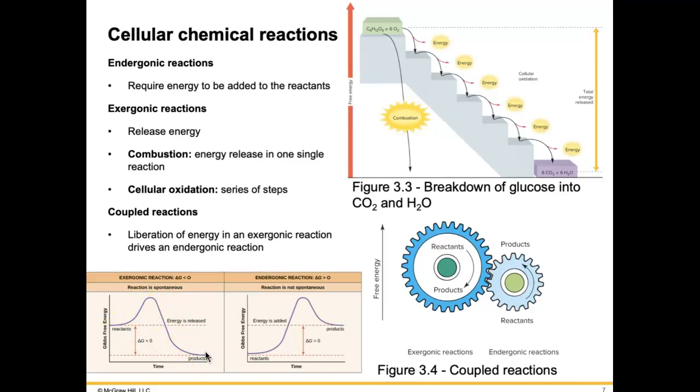Now, usually we are going to have these reactions kind of hold hands. They are called coupled reactions, where when we have a liberation of energy in an exergonic reaction, that helps drive the endergonic reaction. And that is also illustrated down here by showing these gears. Reactants moving into products. You can imagine this as being the exergonic reaction, and that is helping to drive the endergonic reaction from the reactants to the products.